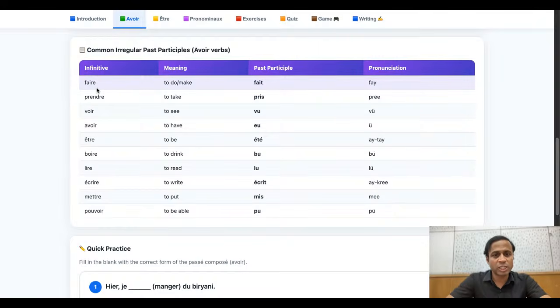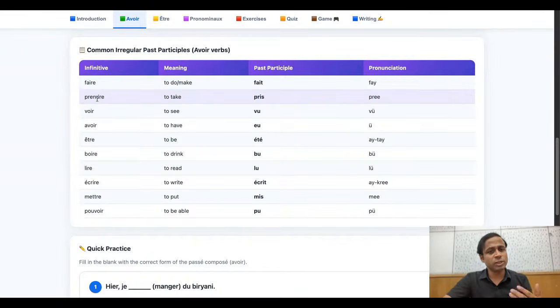Okay, so the past participle of faire is fait, F-A-I-T, fait. Now prendre. Prendre is the verb, and what is the past participle of prendre? So what does it mean basically? Faire means to do, to make. So what would be the past tense of faire? Did, right? Made.